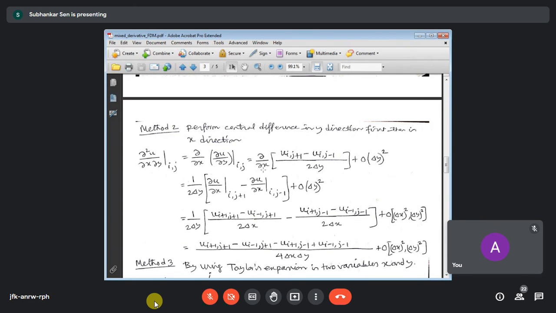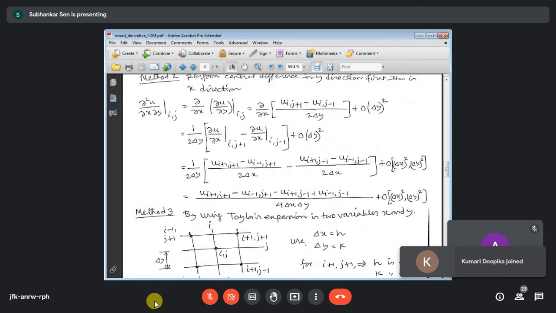So del x. Here i is constant and j will change. So i comma j+1 minus i comma j-1, fixed i and j is changing. The distance between j+1 and j-1 is 2 delta y. So this is order of delta y whole square. This is the first order forward difference formula. Now this term you will simplify.